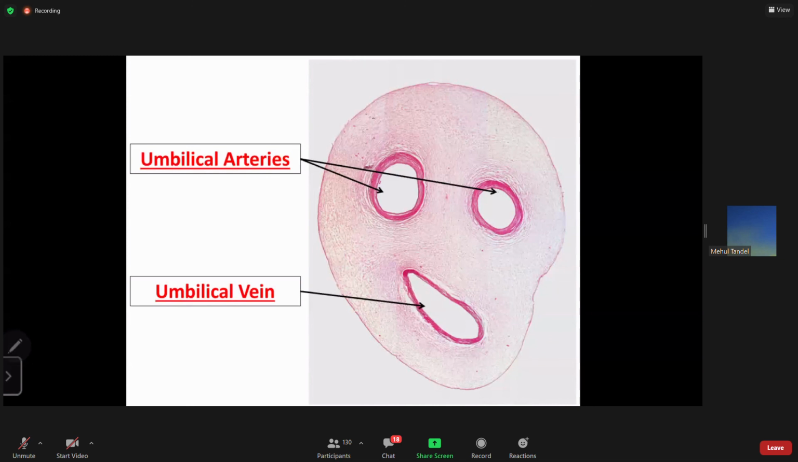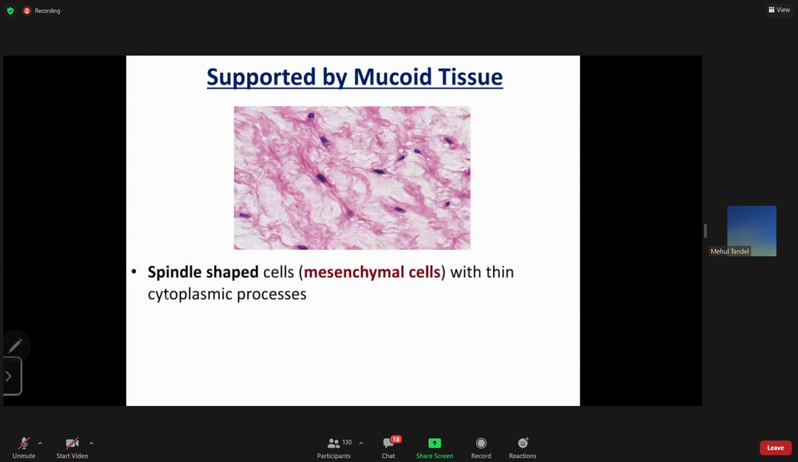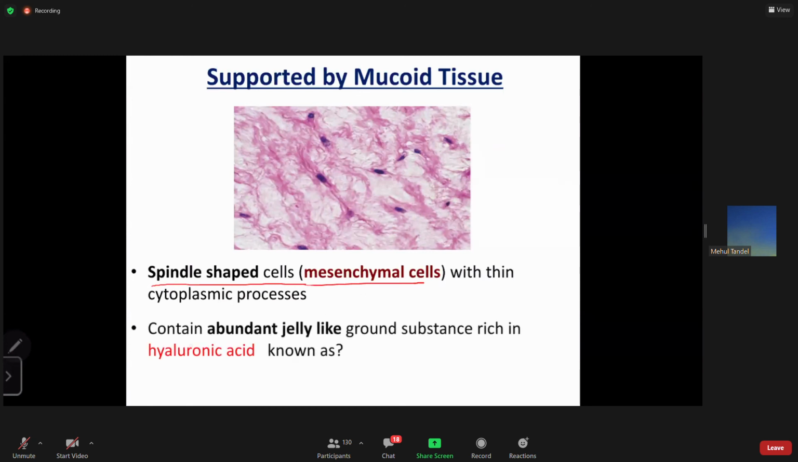Okay, tunica intima, tunica media and tunica externa, same structure here. Okay. And these blood vessels are supported by mucoid connective tissue. Mucoid connective tissue, we know the structure, it just contains spindle-shaped cells, mesenchymal cells with cytoplasmic processes, and contains abundant jelly-like ground substance which is rich in hyaluronic acid.